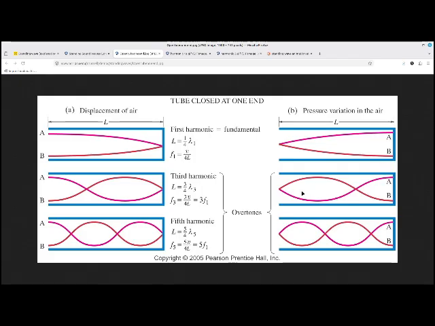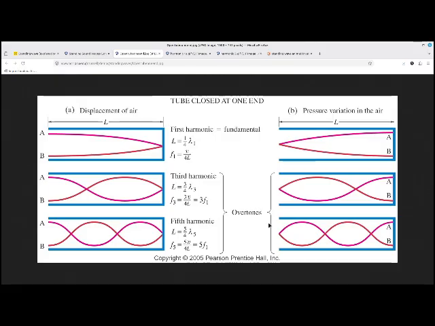And then we can fit in the same wavelengths. We're just depicting the same waves, but instead of particle movement, we're depicting pressure. So pressure is changing where particles aren't moving much, and where particles are moving a lot, the pressure actually isn't changing in this standing wave.